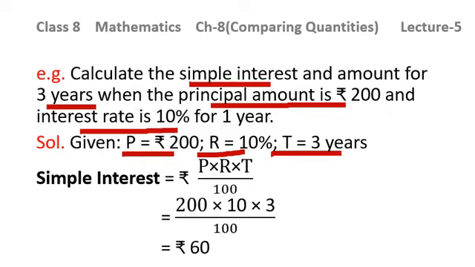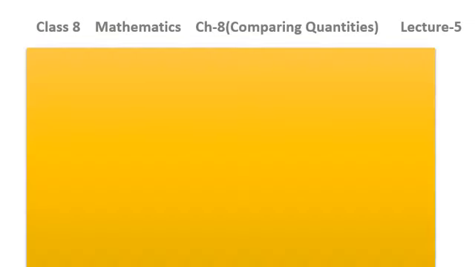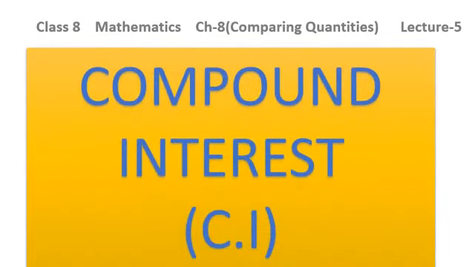And now we need to find the amount also. For the amount, we need to add principal and interest because that is the total amount paid to the money lender. So it will be principal plus interest, that is rupees 200 plus rupees 60, that will be rupees 260. Coming to the main concept, that is compound interest.